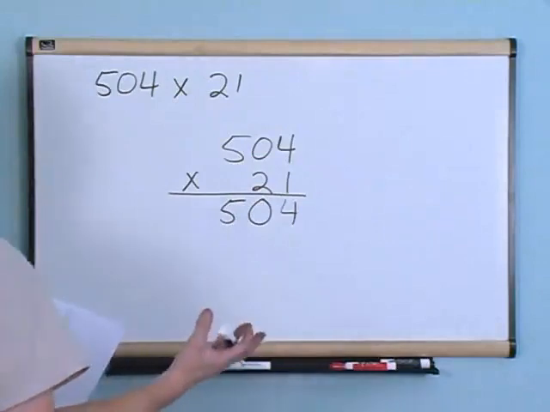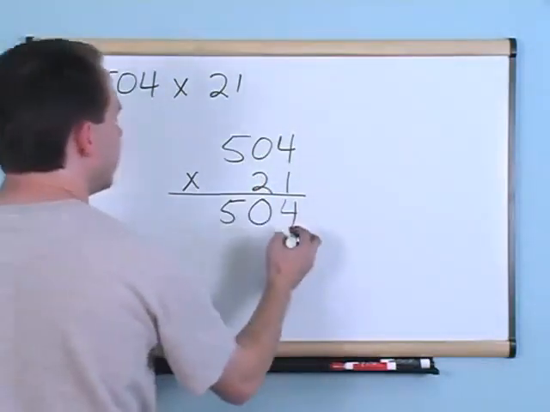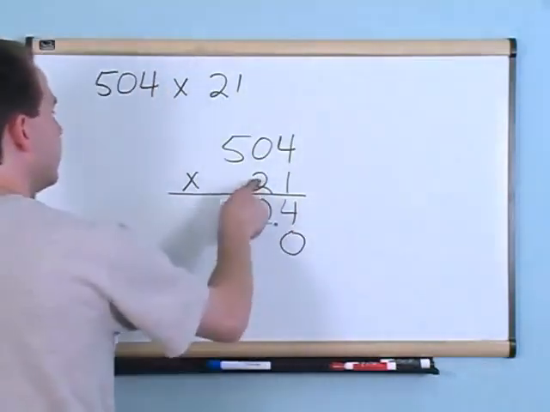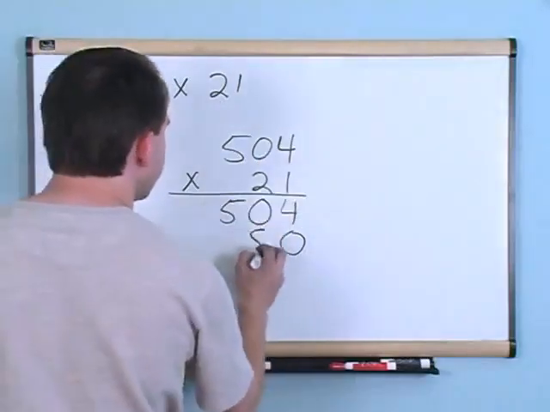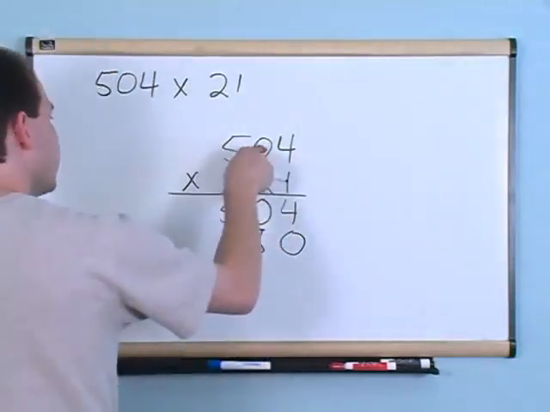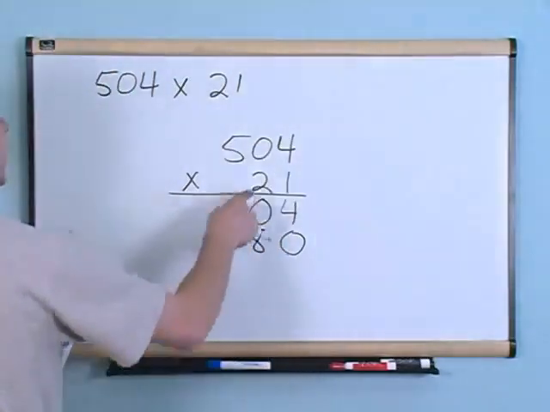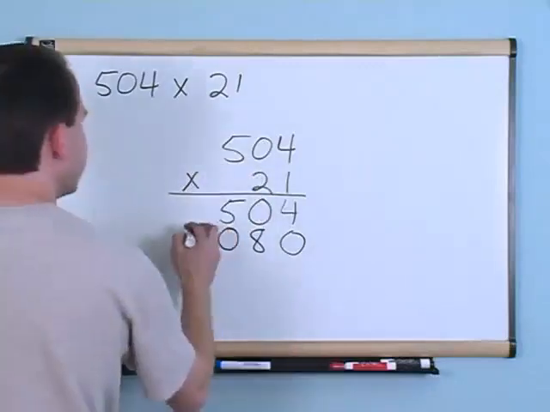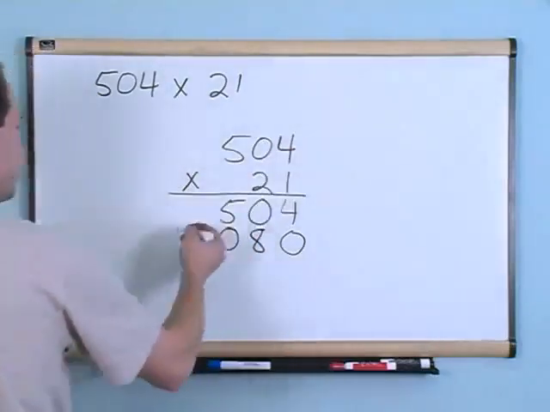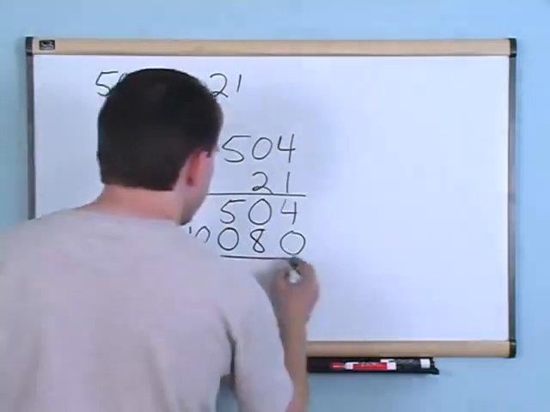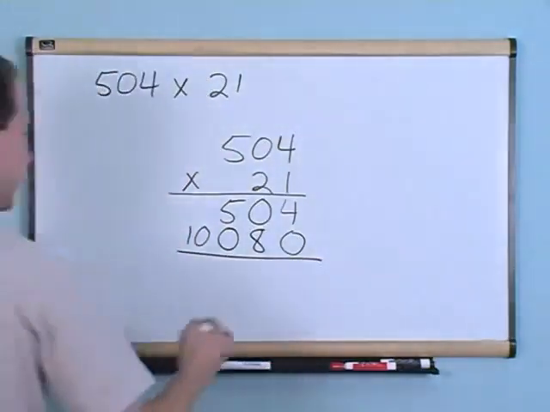Okay? Now, we're going to move over to this digit. So we're going to put a 0 here. 2 times 4 gives you 8. 2 times 0 gives you 0. 2 times 5 gives you 10. And when you get to the end here, you have no choice but to write the number down. So you draw a line and you add these two things up.